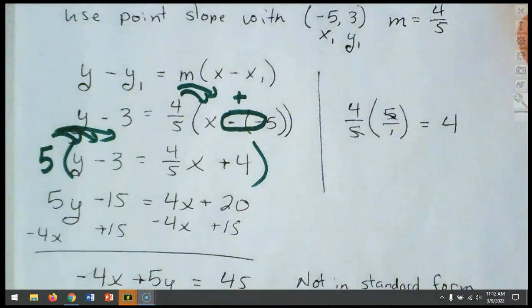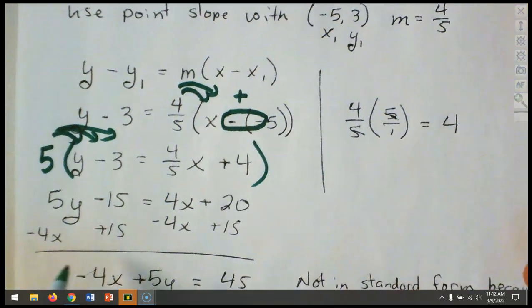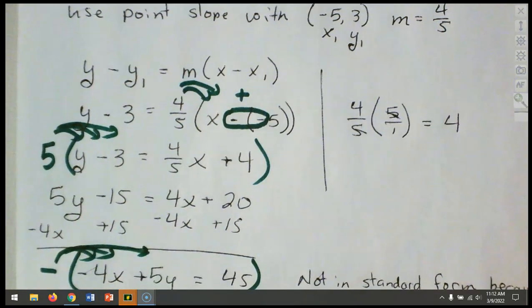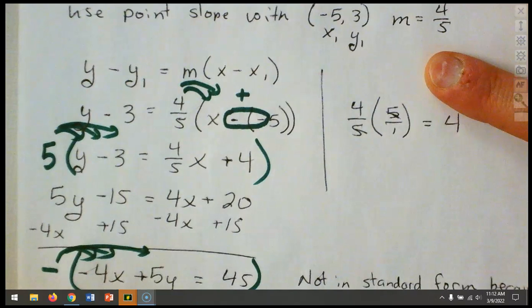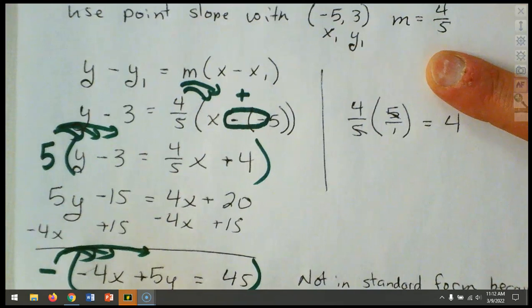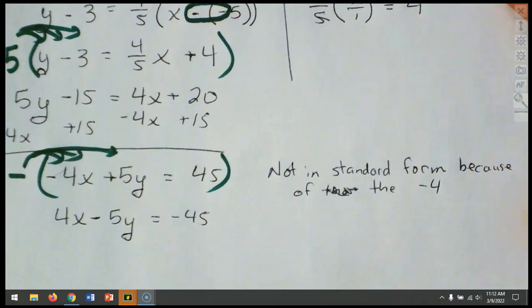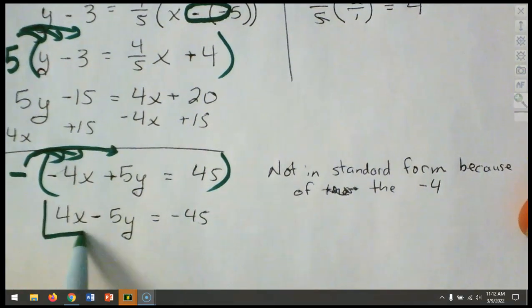And why is it not in standard form? Because of the negative 4. So how do we fix it? Put a negative out in front and distribute through. That then leaves you with 4x minus 5y equals minus 45. And that is your final finished answer. And that is now in standard form.